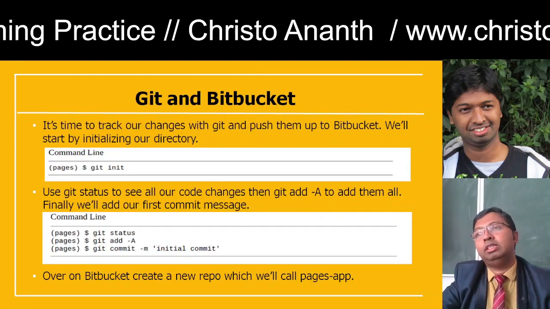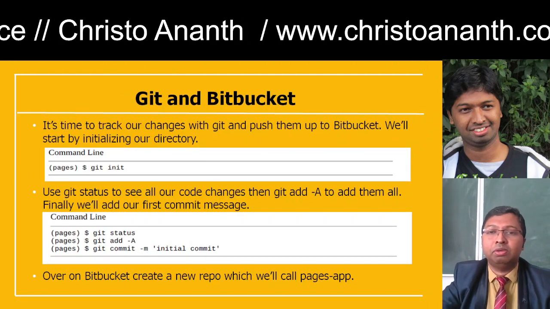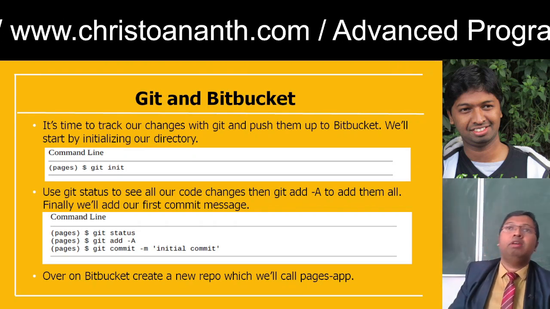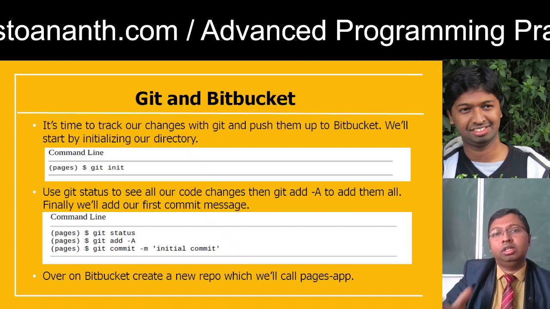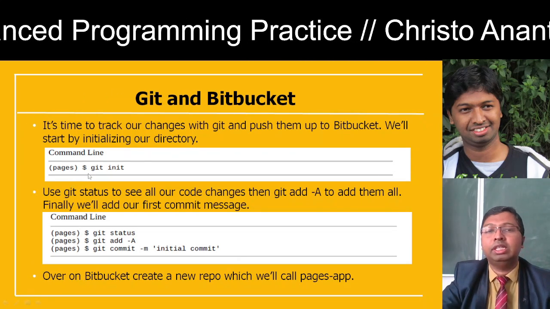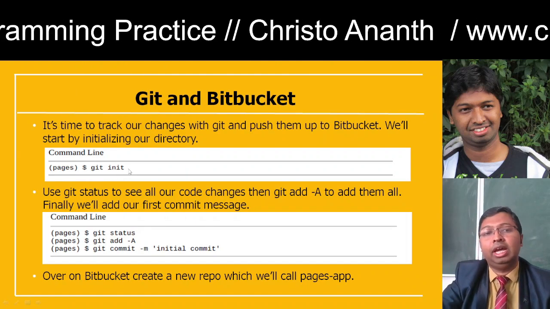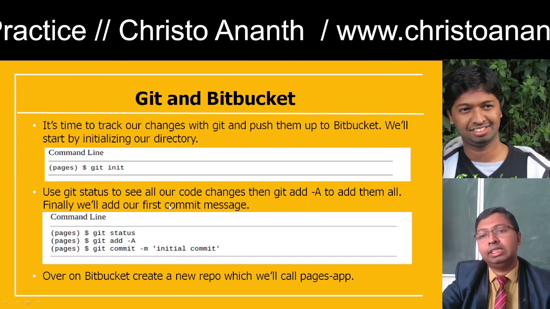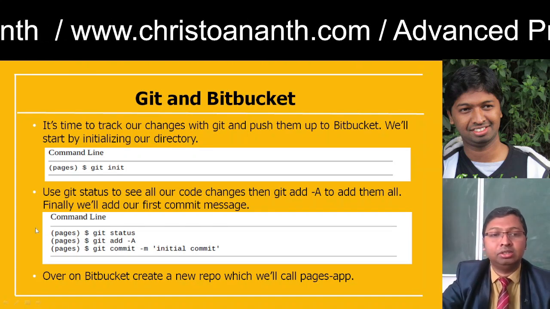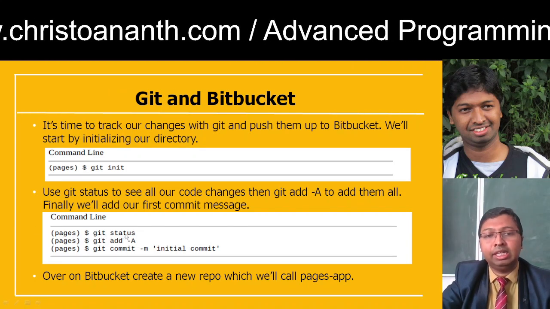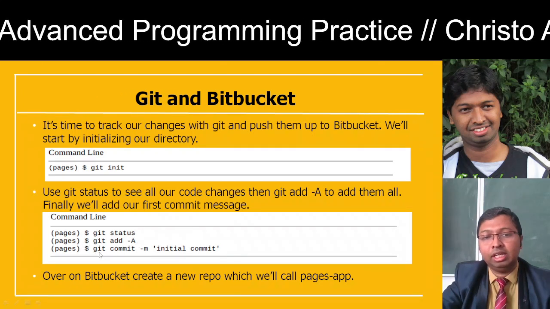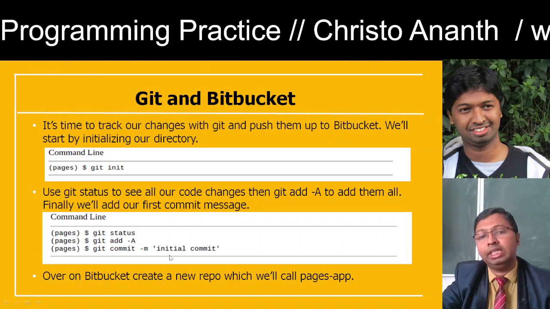After performing the test, we can go for Git as well as Bitbucket. You have to track the changes with Git, and you have to push into Bitbucket. So we can initialize a directory within the pages app with $ git init. After this, you can check the Git status. So pages $ git status, and then $ git add -A, and then $ git commit -m "initial commit".